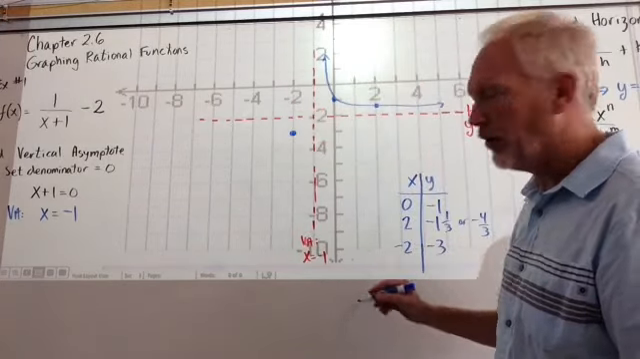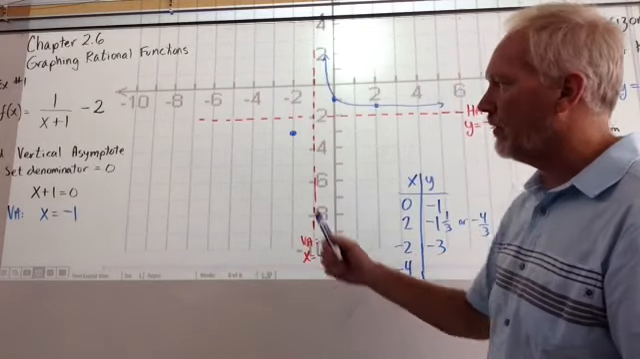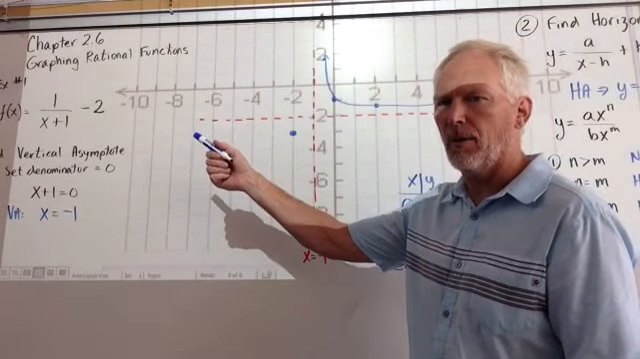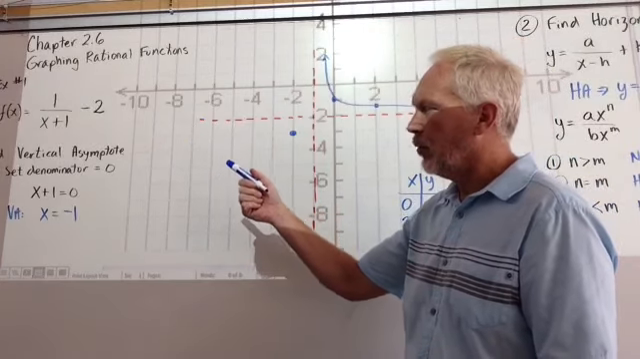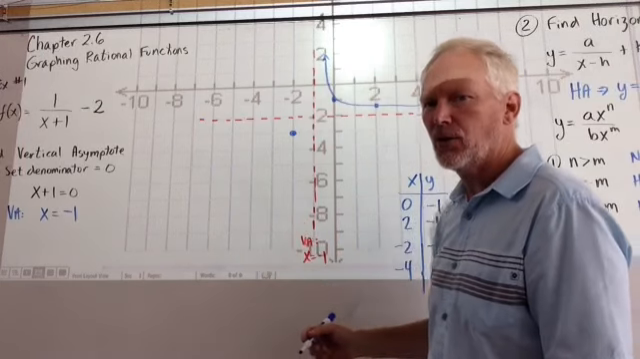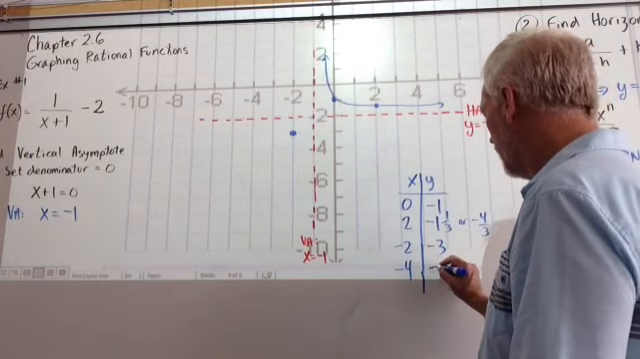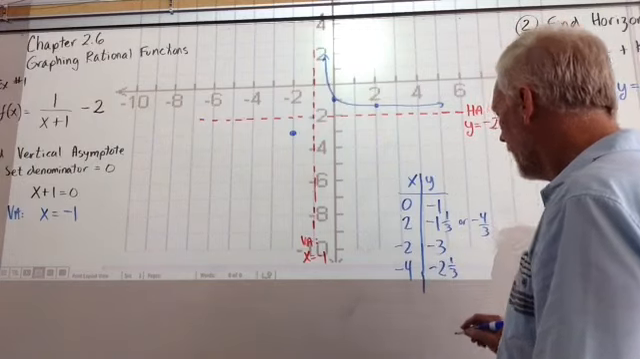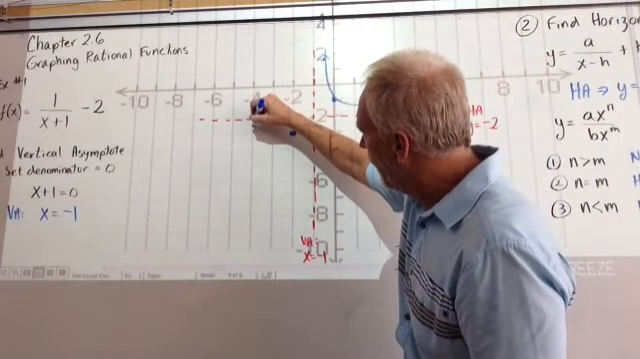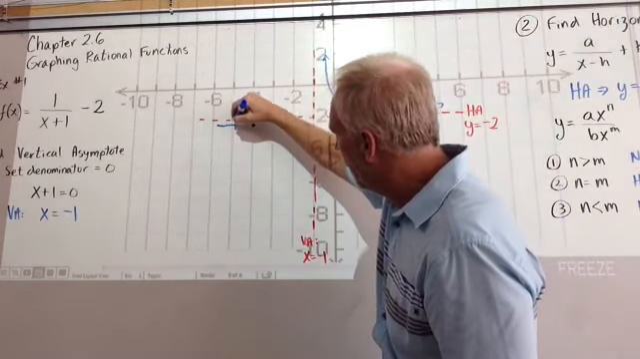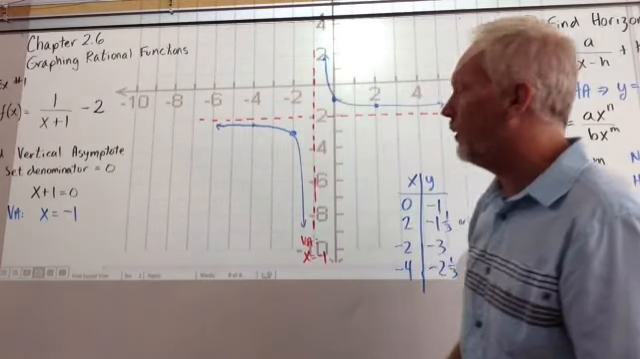And if I go out a little bit further to -4, then what we'll notice is if I put -4 in the denominator for x, we'll get -1/3. -1/3 minus 2 will give us a value of -2 1/3. And so at -4, -2 1/3 would be right here approximately, and then this curve would come down this way and go that way.